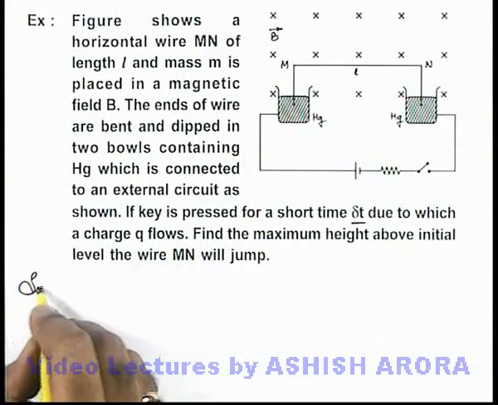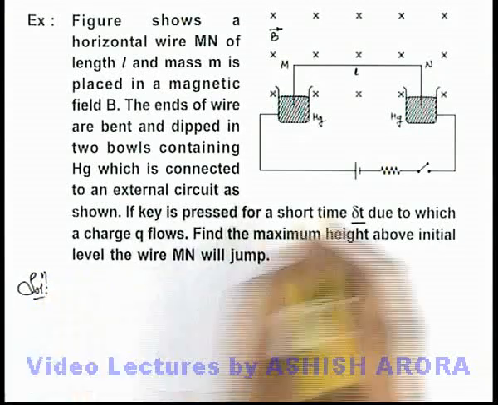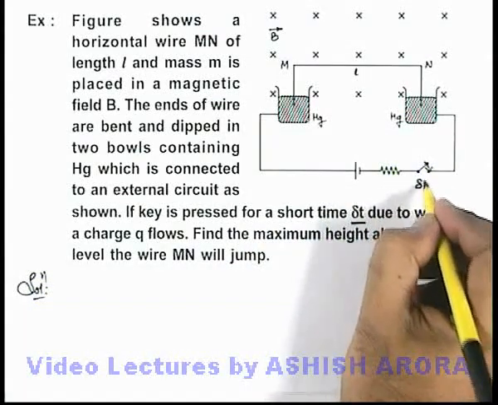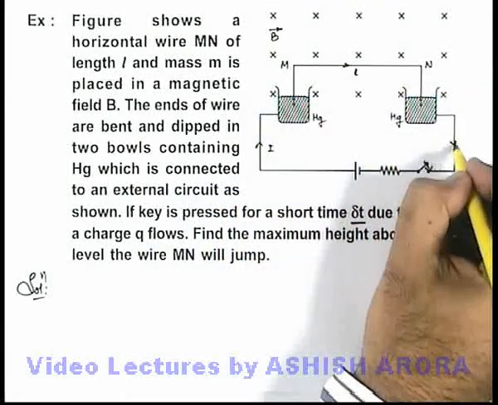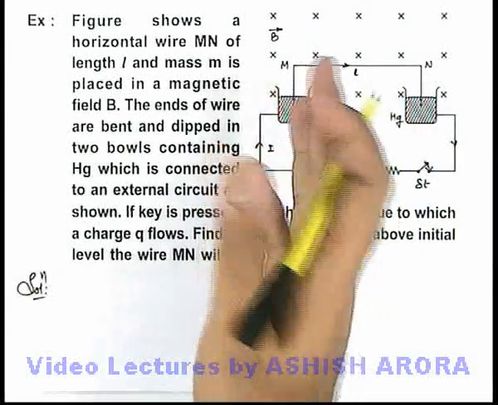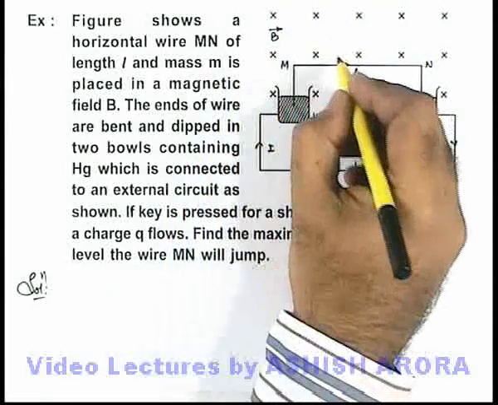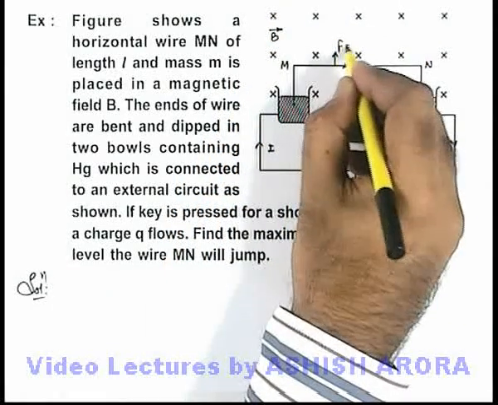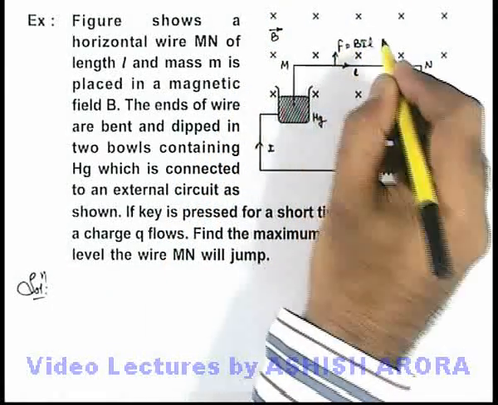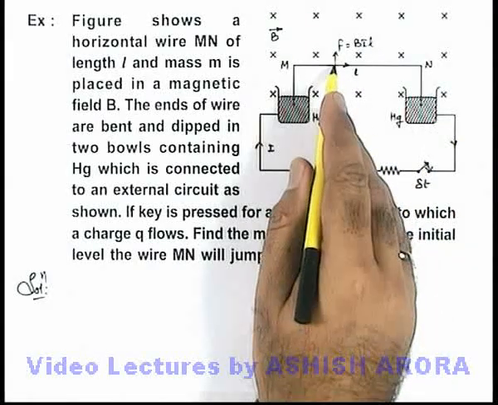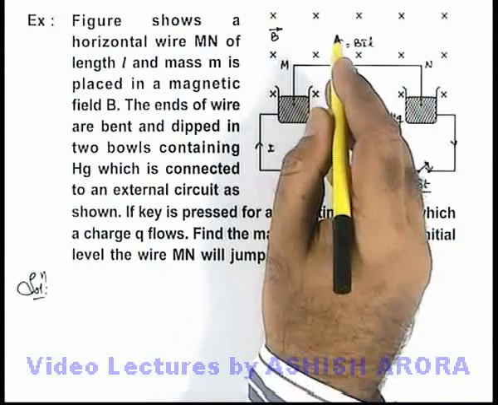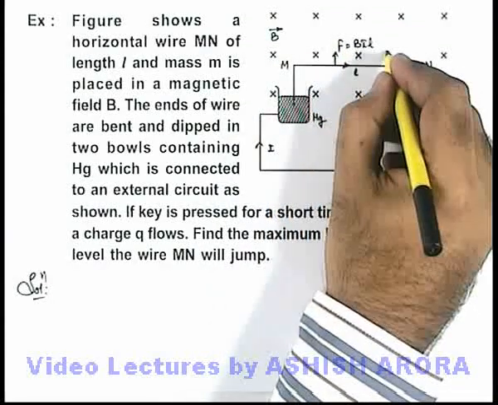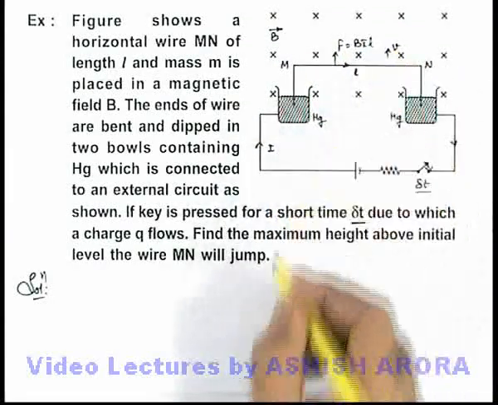Now in this situation, for the solution we can see, when the switch is pressed for a time delta t, a current flows, and due to this current, by the right hand palm rule, we can see that the wire will experience a force in the upward direction, which is BIL. And as this force is applied for a time delta t, it will experience an impulse in the upward direction, which will impart an initial velocity v to the wire.